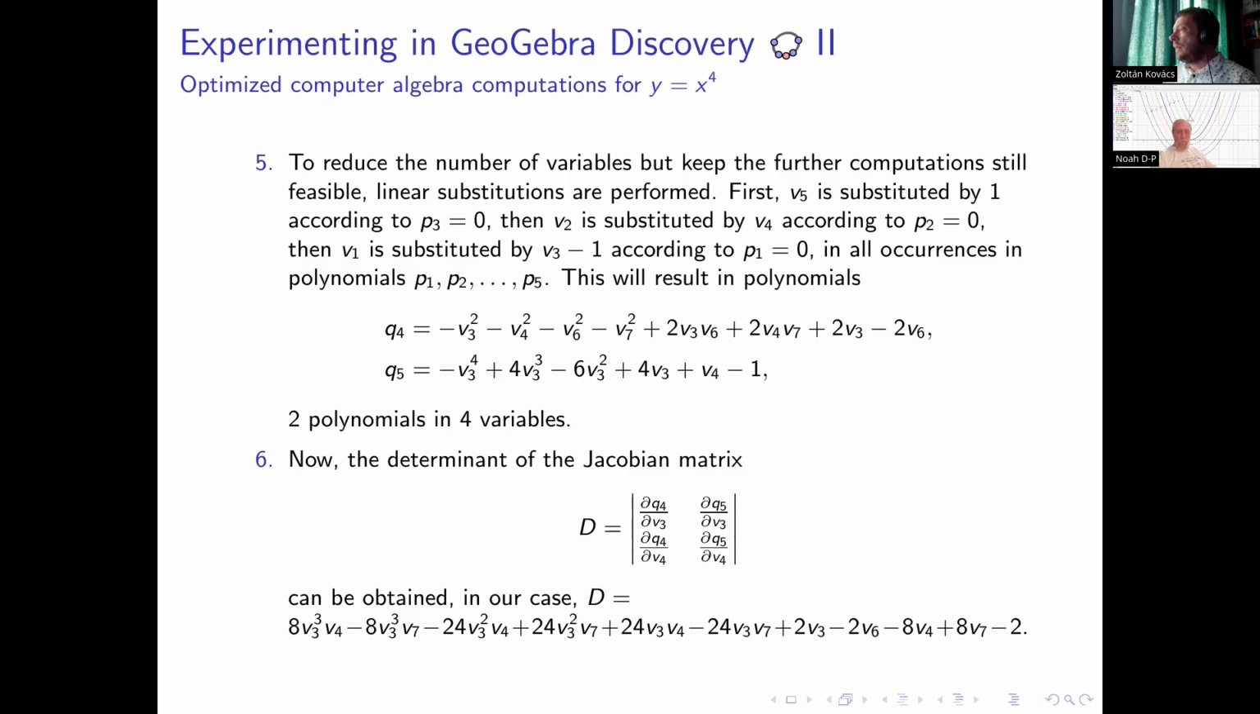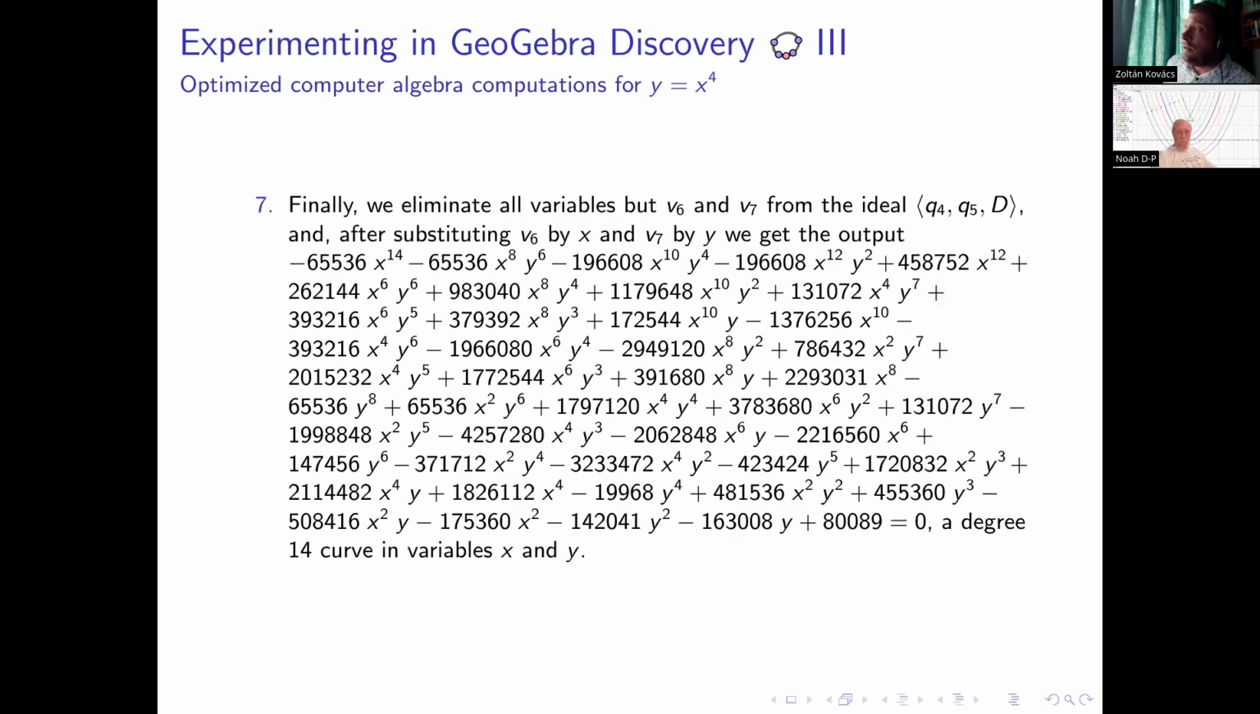And finally, we can show how difficult it is to see the final polynomial. So it's not for people who don't like big numbers.